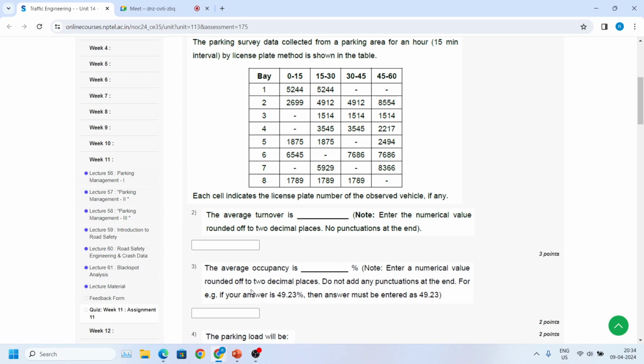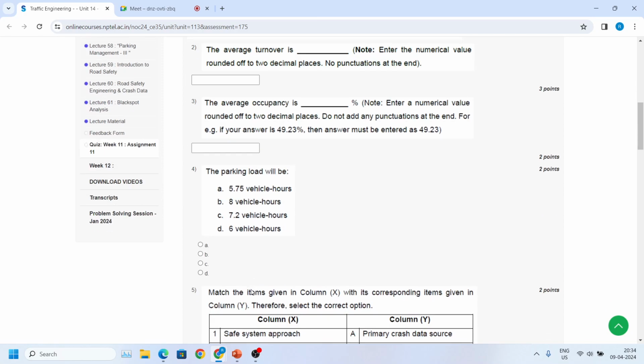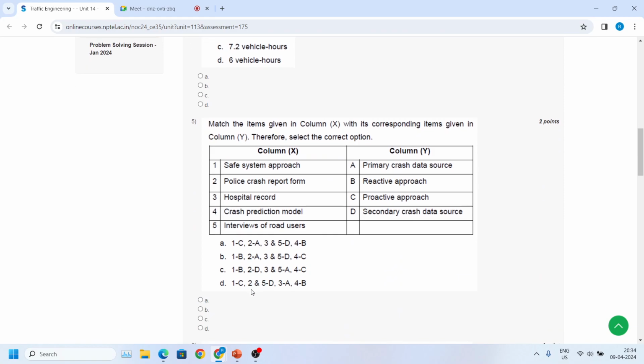So let me check. Yeah, this should be straightforward. Fifth one, again, I think I solved a similar problem where this reactive proactive approach. So those were there in the column X instead of Y. This primary crash data source, secondary crash data source, and this police crash report, hospital crash prediction models, interview approach, users, and safe system approach.